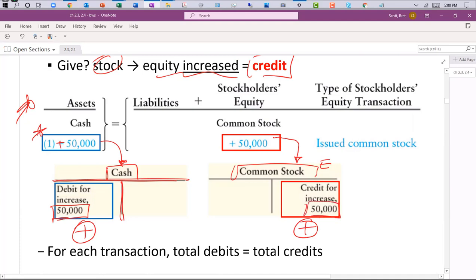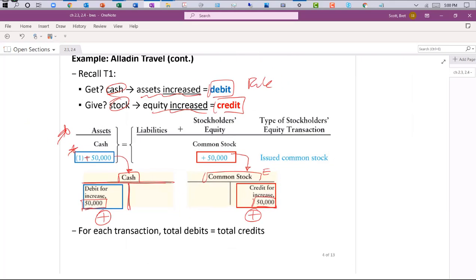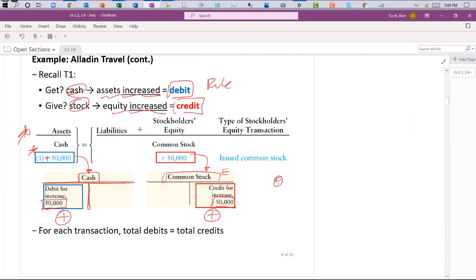So when you take a step back and you look at this, you see there's sort of a scale here, right? Imagine you've got the scale. I'm kind of bad at drawing these things. We need to make sure our total debits equal our total credits every time we record a transaction. Total debits must equal total credits.